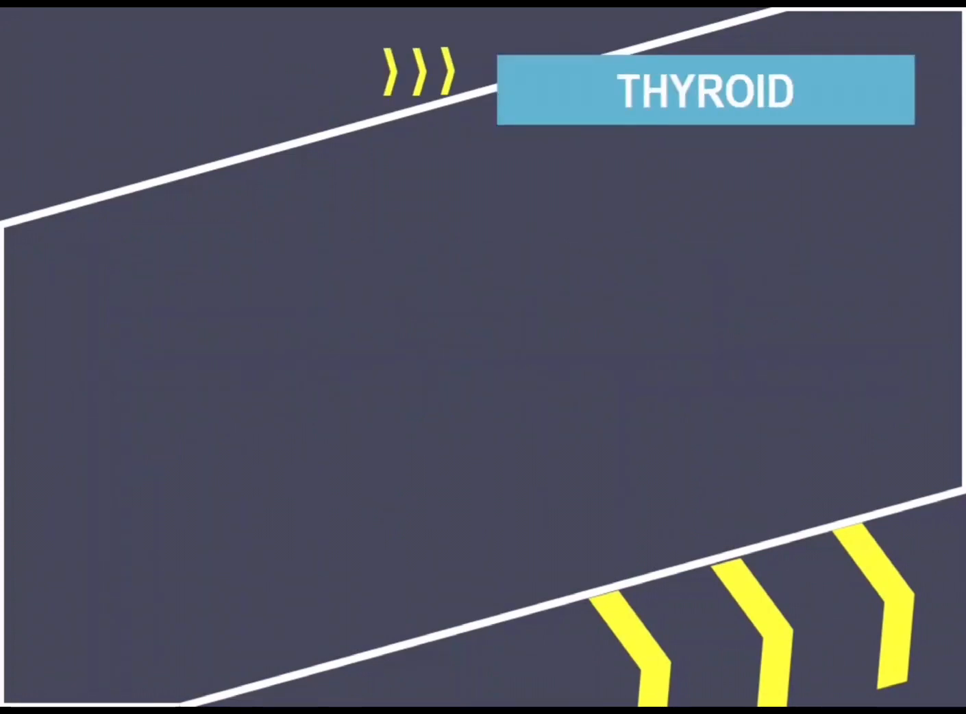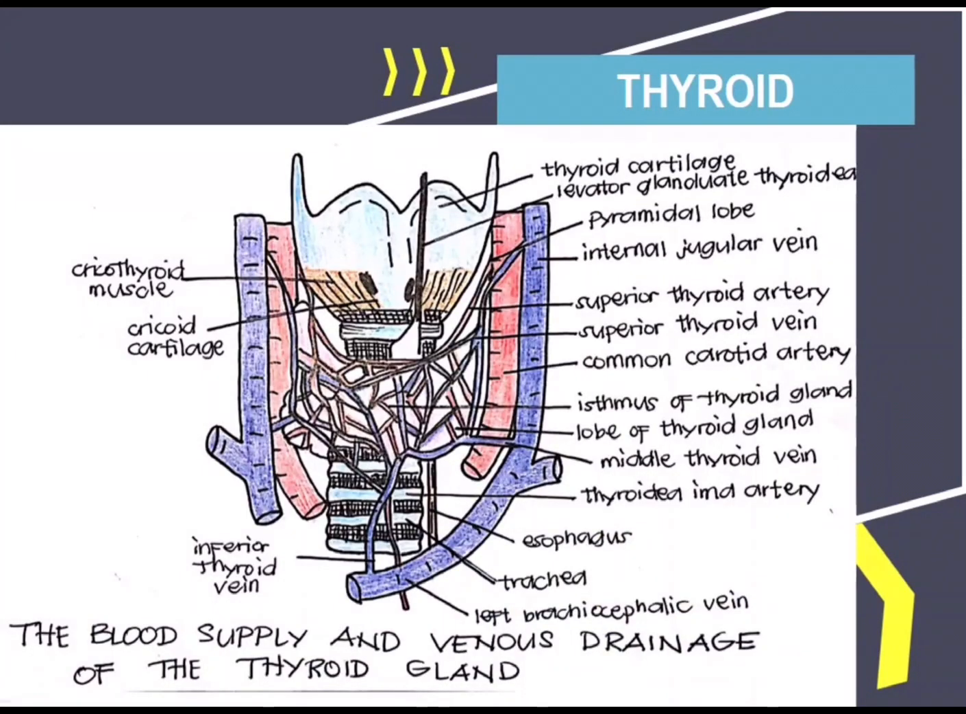So this is the picture of the thyroid. This is the blood supply and the venous drainage of the thyroid gland. This is the cricothyroid muscle, the cricoid cartilage, inferior thyroid vein, left brachiocephalic vein, trachea, esophagus, thyroidea ima artery, middle thyroid vein, lobe of the thyroid gland, isthmus of the thyroid gland, common carotid artery, superior thyroid vein, superior thyroid artery, internal jugular vein, pyramidal lobe, thyroid cartilage, and the levator glandulae thyroideae.